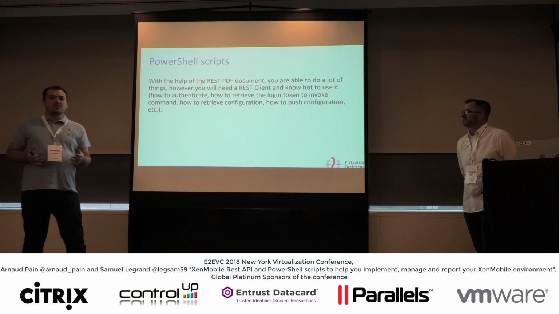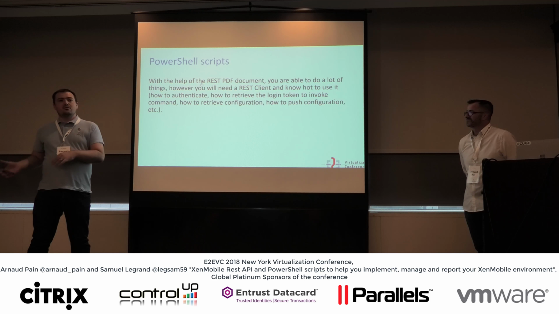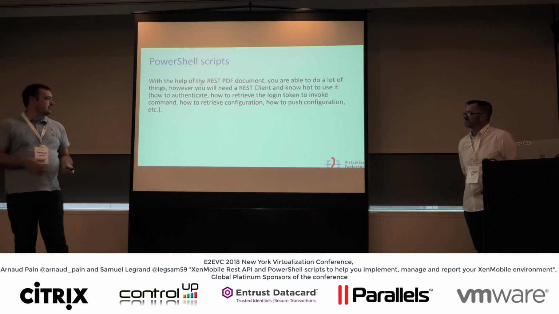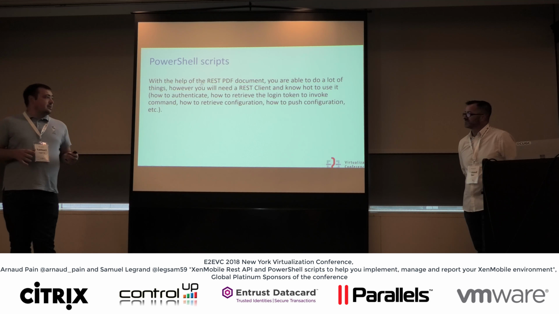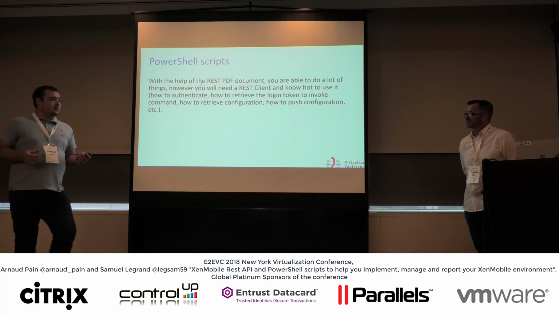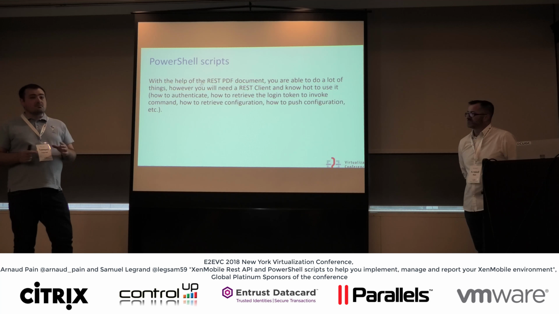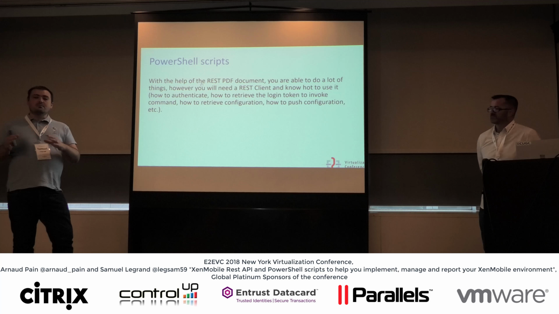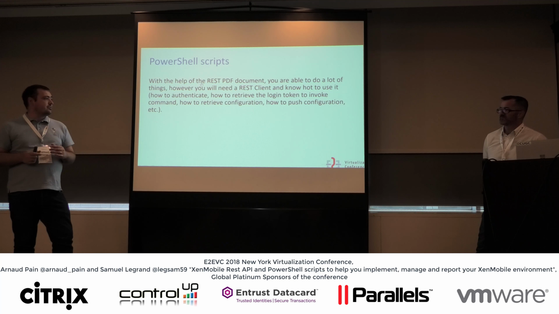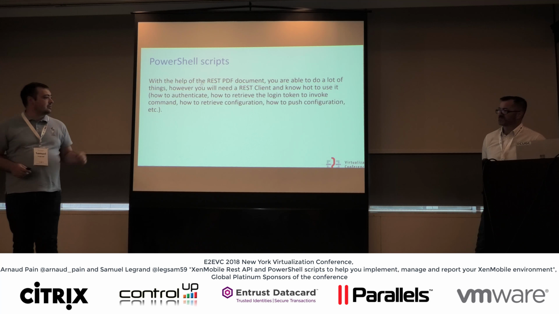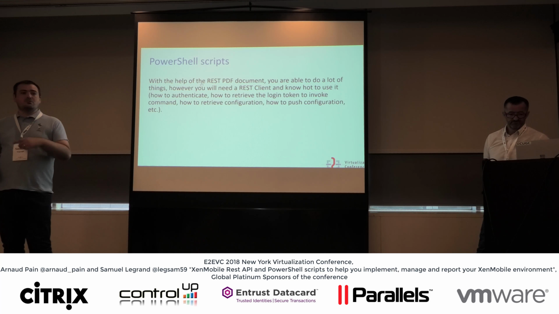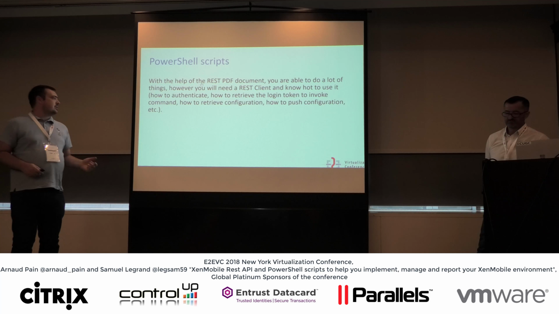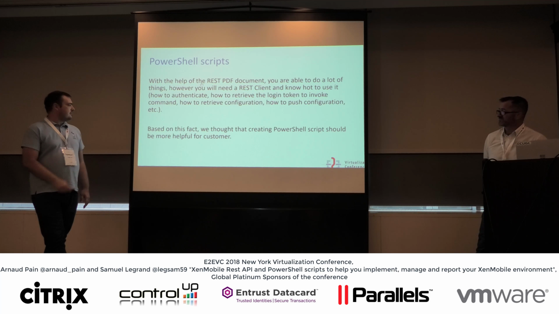We are almost able to do almost everything that is possible in the console using REST API calls. So the first thing you need to do is to create a token, as Arnaud explained. The first part of each script you will make is something like this. And once you have the token, you will be able to retrieve configuration, to push new configuration, and so on.